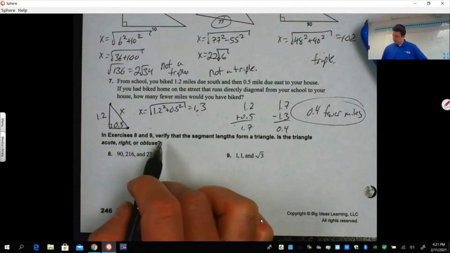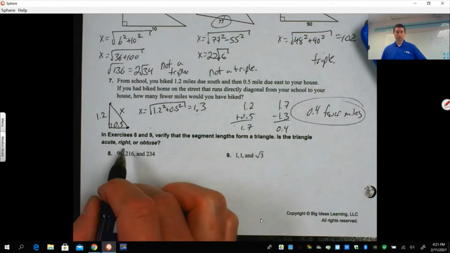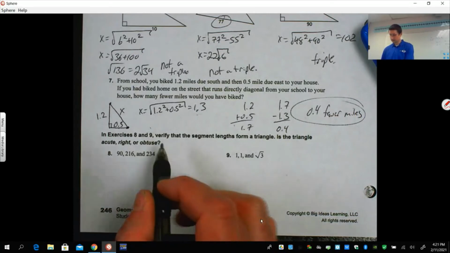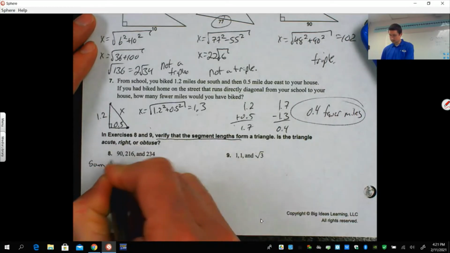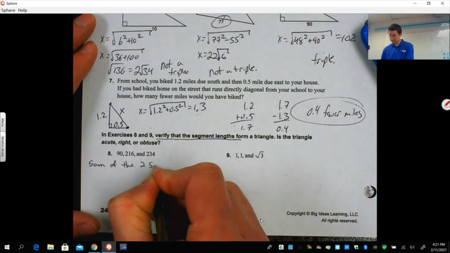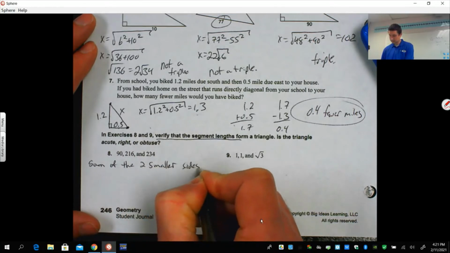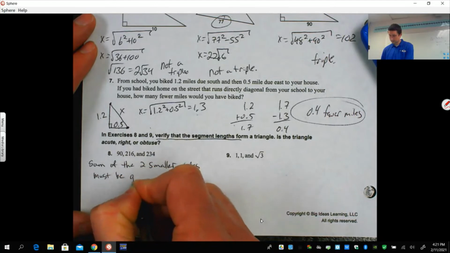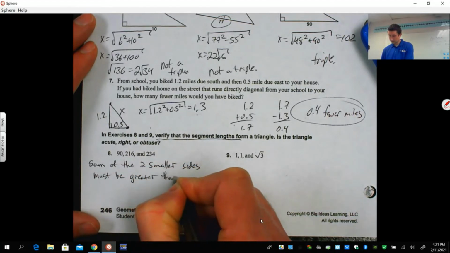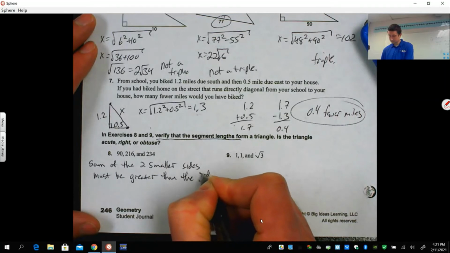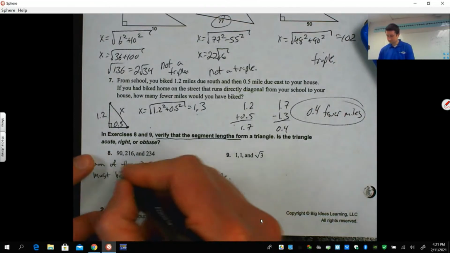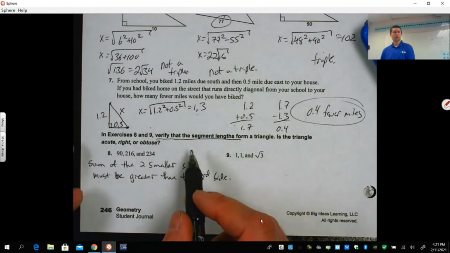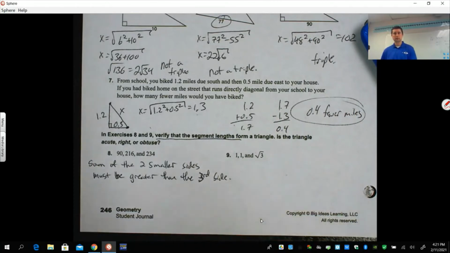Okay, these questions: verify that the segment lengths form a triangle. Is the triangle acute, right, or obtuse? This first part, verify: the sum of the two smaller sides must be greater than the third side. That's the verify part there. Just make sure it forms a triangle. Remember the triangle inequality, the two sides have to be greater than that third side.